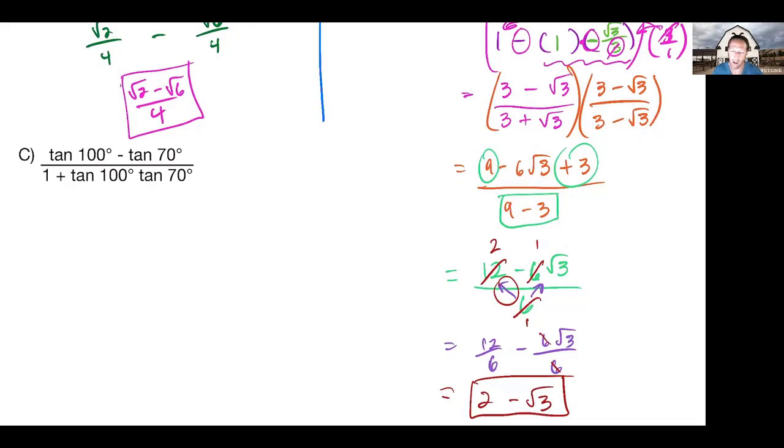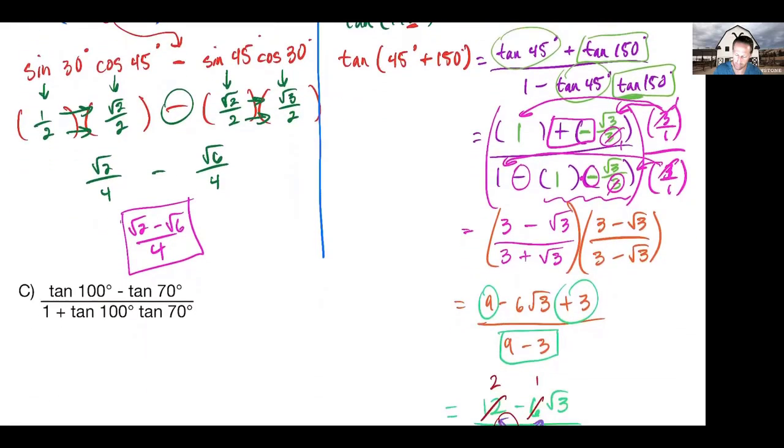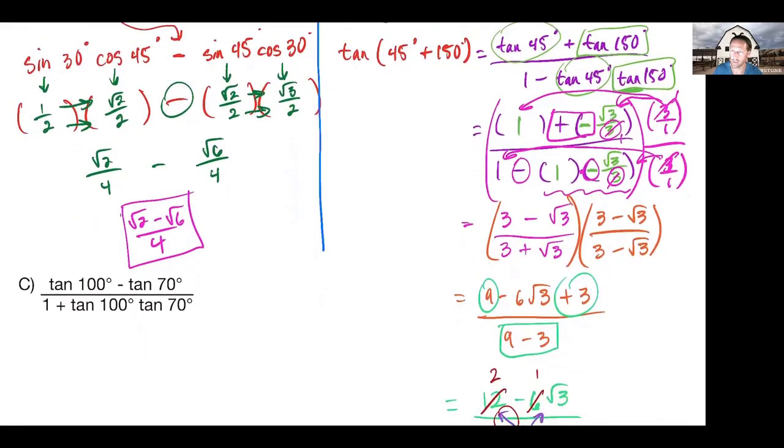So a lot more algebra involved when dealing with tangent. You can see, where can I go wrong? This is where we started this problem and changed it to degrees because it was easier to work with. Then we used the identity, and that was it. From there on out, it was a lot of algebra with some trig evaluations, evaluating the tangent of 45 for the 1's, and then the 150 for the negative root 3 over 3.